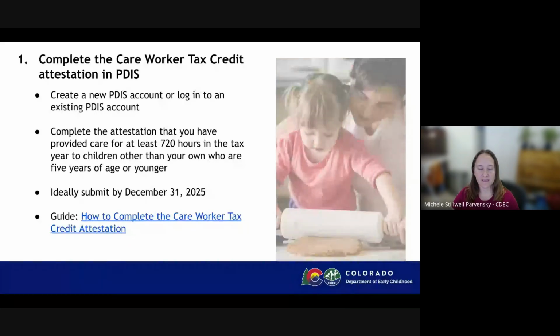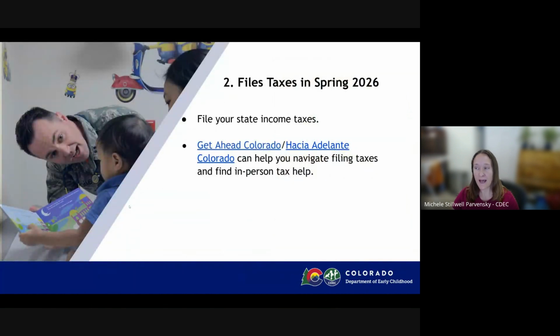Great. So let me share again here, just to finish up this slideshow that we have. So that's completing the attestation. Pretty straightforward. I did in the chat put also the written how-to guide, which is really helpful if you need to share it with anyone. And then the second step is to file taxes.